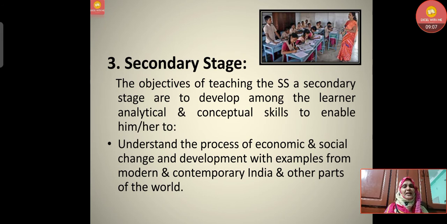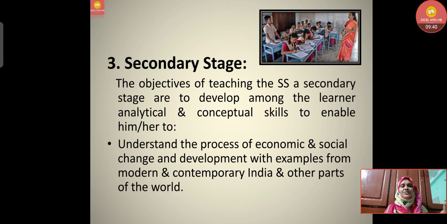Now third is the secondary stage. The objectives of teaching the social sciences at the secondary stage are to develop among the learners analytical and conceptual skills to enable him or her to understand the process of economic and social change and development with examples from modern and contemporary India and other parts of the world. So here issues will be a little critical for the students to understand. So what is the process?